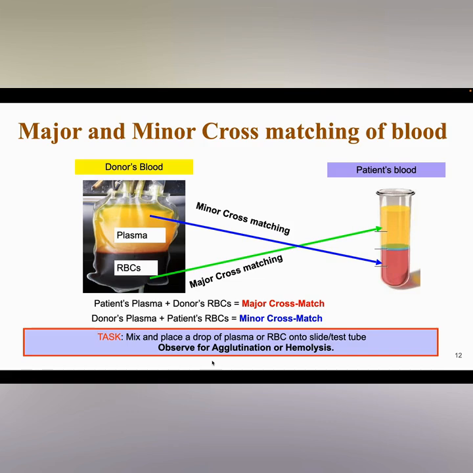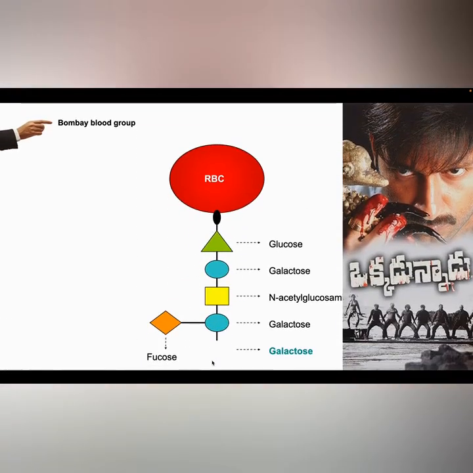In both cases, if you find hemolysis or agglutination, don't transfuse the blood to the recipient, which is better. We can save the life of the victim with this process. So this is very, very important before we do transfusion.